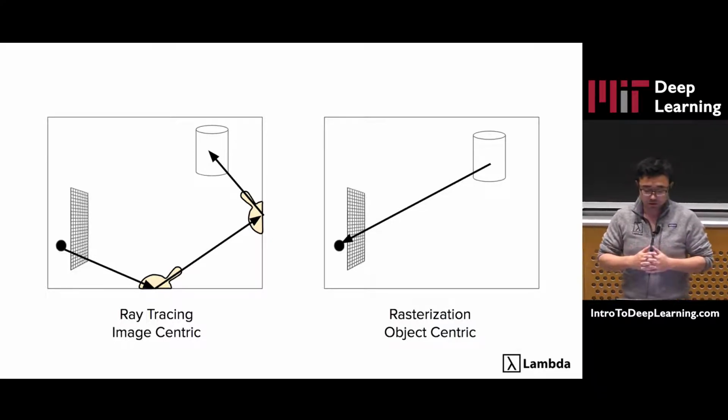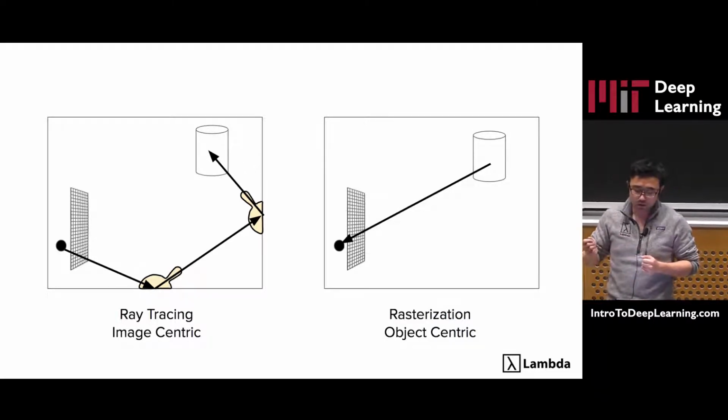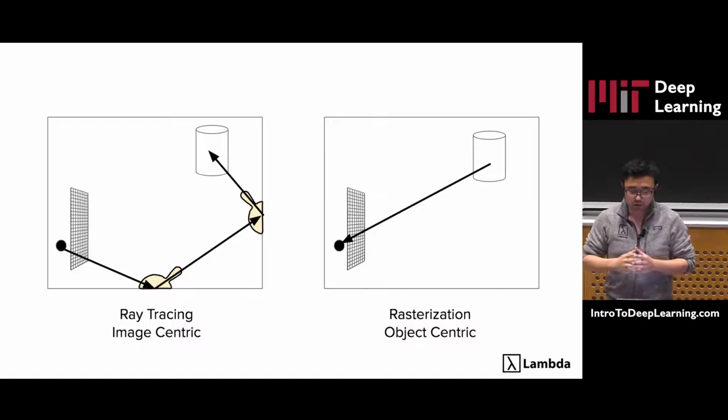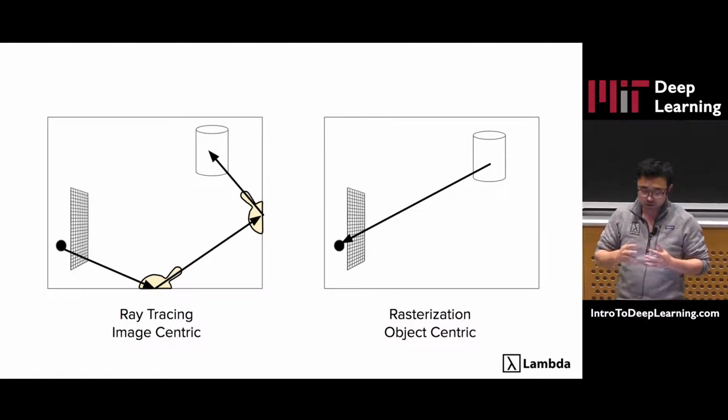This approach is very difficult for neural networks to learn because, first of all, it's recursive. Secondly, you need to do discrete sampling, which is very difficult to do analytically. In contrast, there's another way of doing rendering, called rasterization, which is object-centric. For every 3D point, you shoot rays towards the image. It only needs to shoot one primary ray, so there's no recursion, and you do not need to do any sampling. So this turns out to be easier for the neural network to learn.